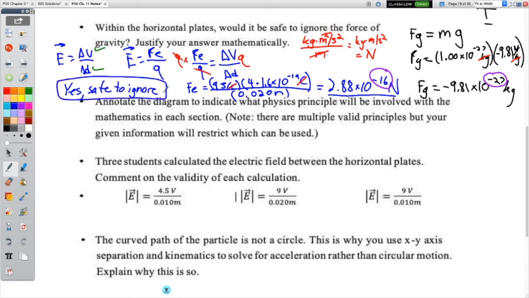Okay, annotate the diagram, which just means write directly on it to indicate what physics principle we involved with the mathematics in each section. Okay, so we got to be careful here. Yes, all physics principles are valid. That's why they're principles, right? They're kind of always true. They're never violated or anything, but do we actually use them? Do we actually care about them? Are they going to be relevant to the math?